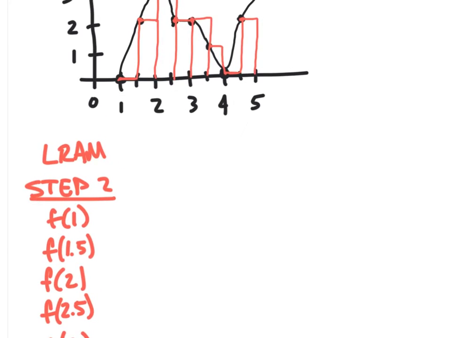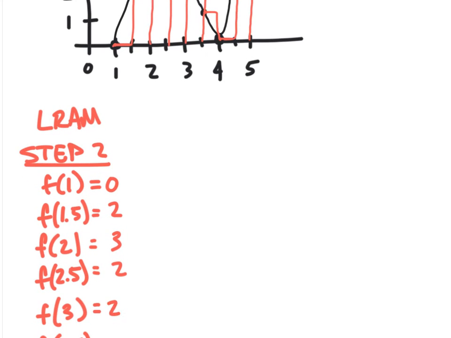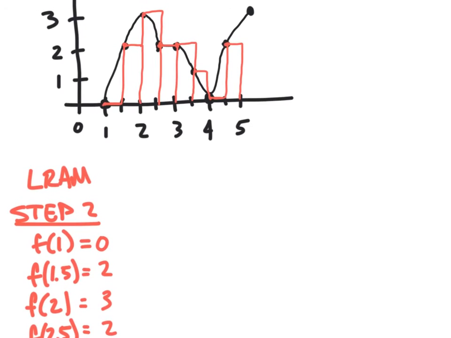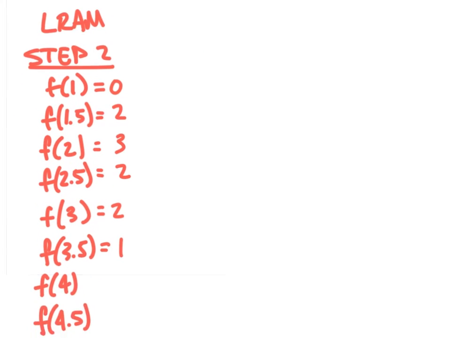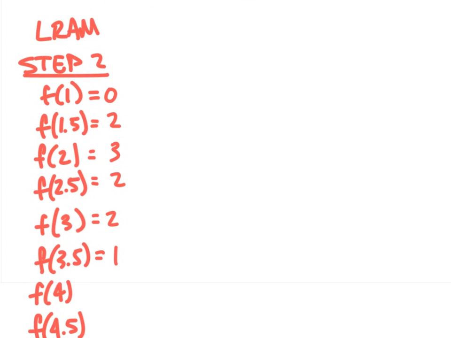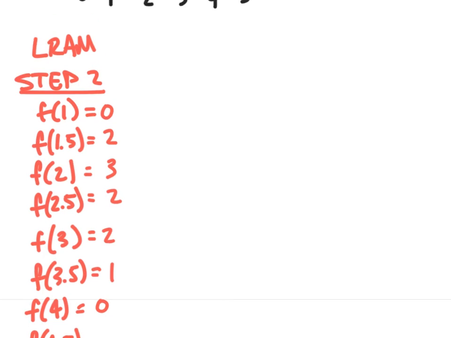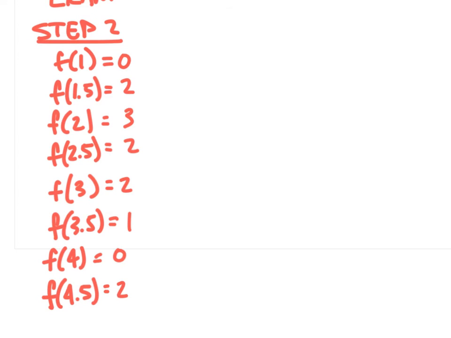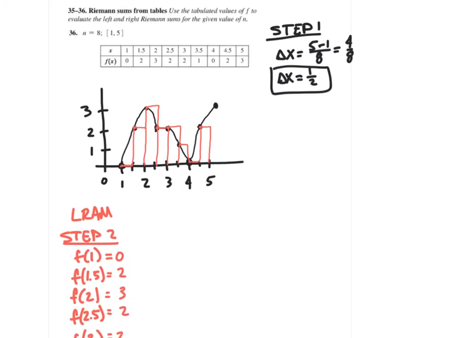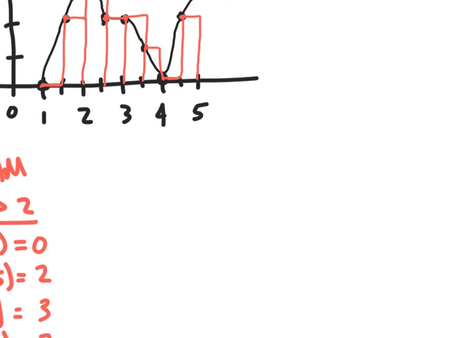So f of 1 is 0. f of 1.5 is 2. f of 2 is 3. f of 2.5 is 2. f of 3 is 2. f of 3.5 is 1. f of 4 is 0. And then f of 4.5 is 2. So now I want to do step 3. I want to add all these up.